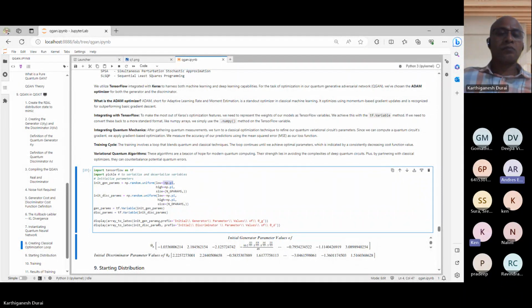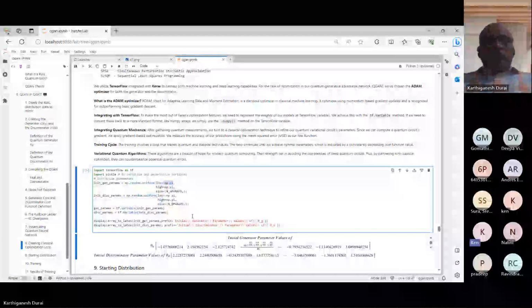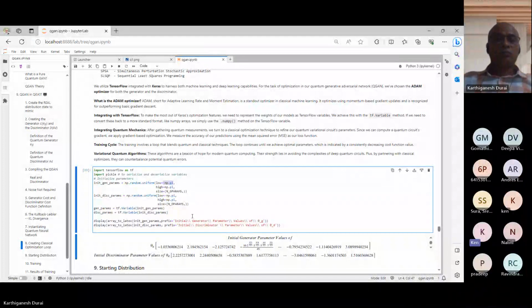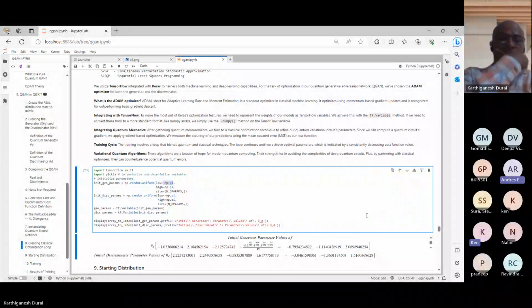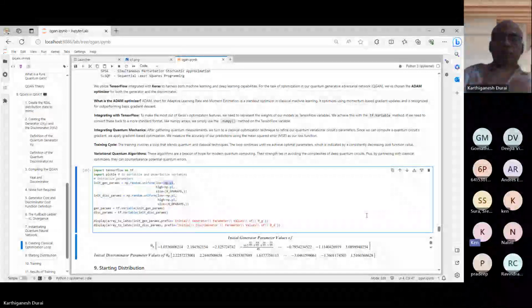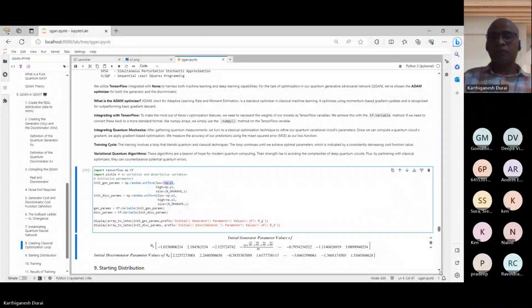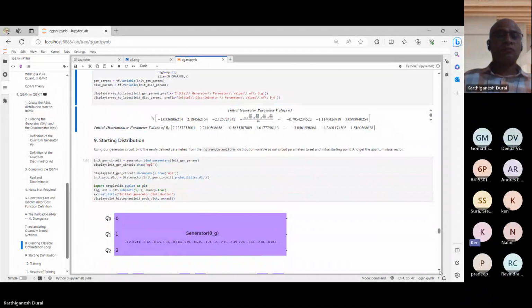Now we're going to use the TensorFlow variable to take those initial generator parameters and put them into a vector that we can use to load the parameters for the generator and load the parameters for the discriminator. Okay, and if you keep scrolling down. Okay, yeah, right here, stop.